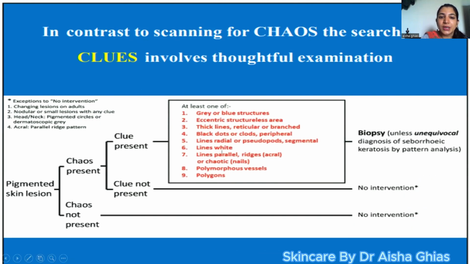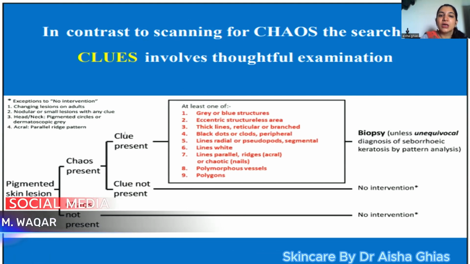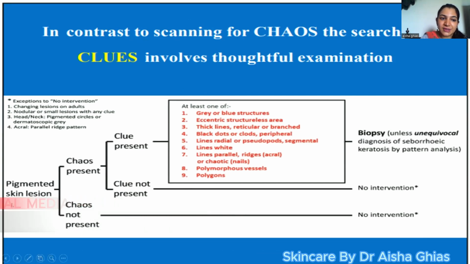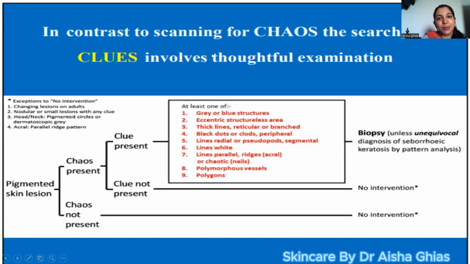Any one clue present means that the lesion is concerning. Now, coming on to the left-hand side of the slide, you see if the lesion is pigmented, you can employ this method for diagnosis. It is meant for the pigmented lesions. If the lesion is non-pigmented, probably this is not a good method to use. Okay. So once you have a pigmented lesion, you see whether chaos is present or not.